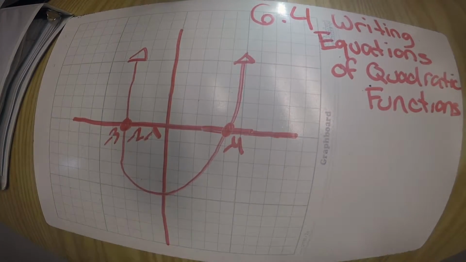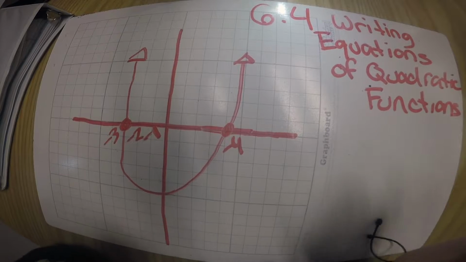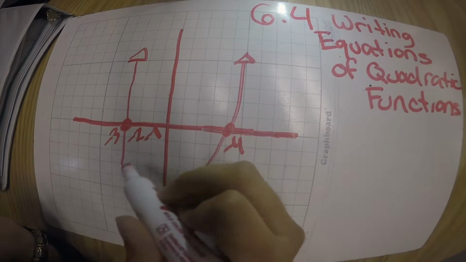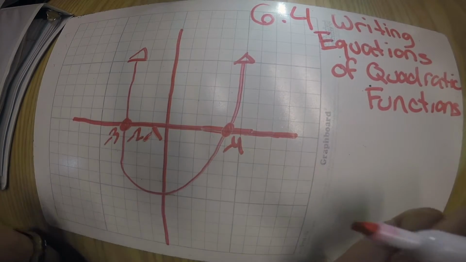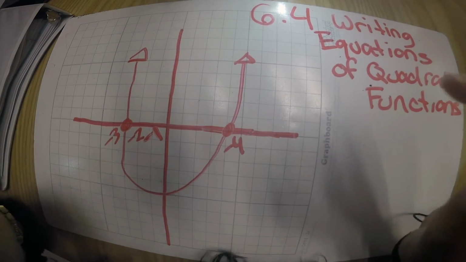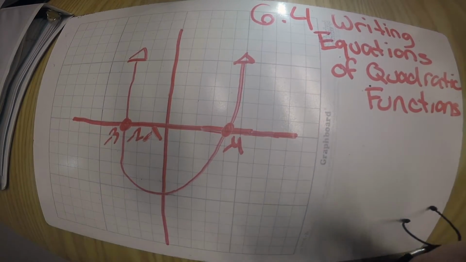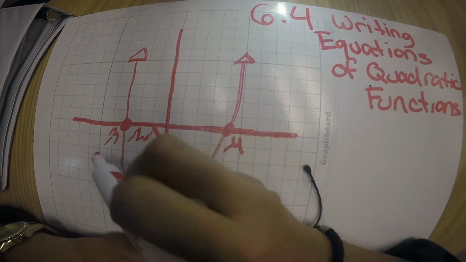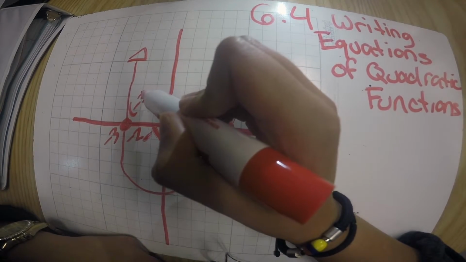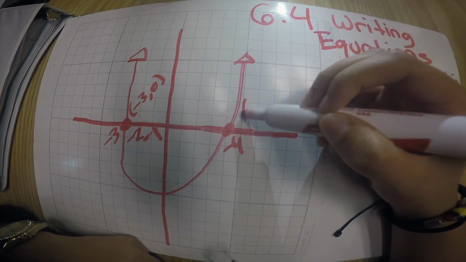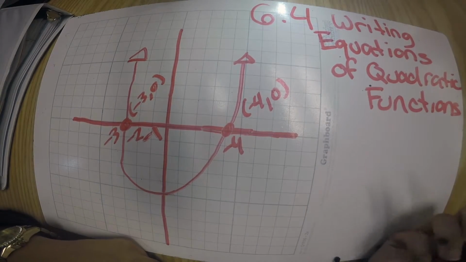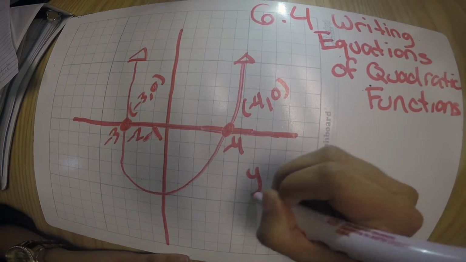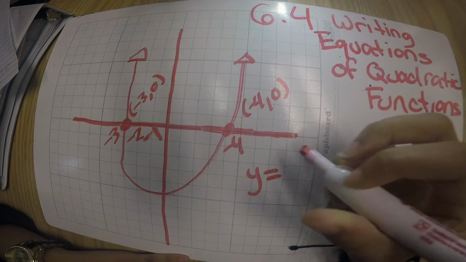Hi! Today I'm going to be teaching you 6.4, writing equations of quadratic functions. So, what you first do is, when you have a graph, a parabola like this, you pick out two x-intercepts, and in this case we have -3, 0, and in this one we have -4, 0. And so then what you do is you are trying to find a.